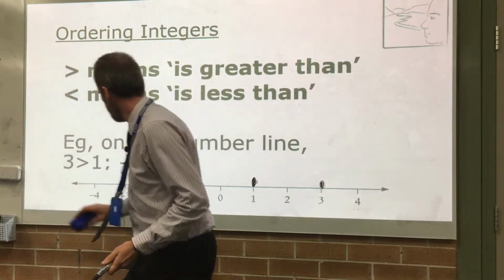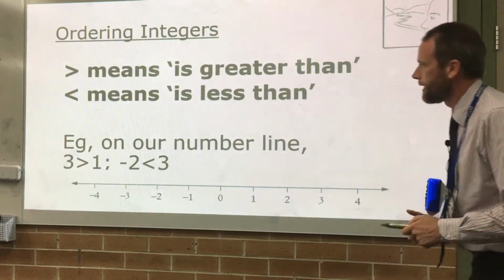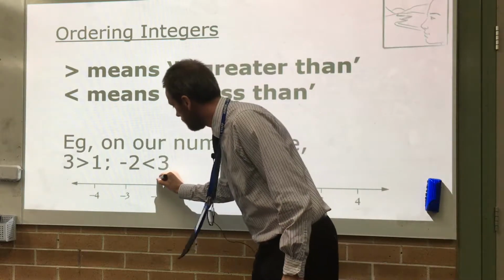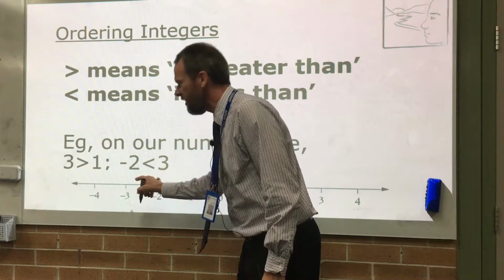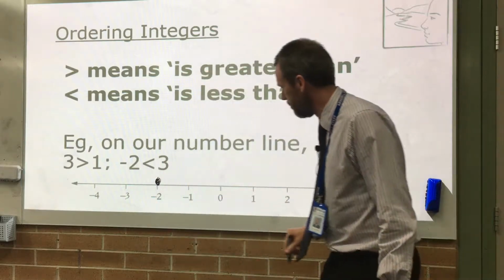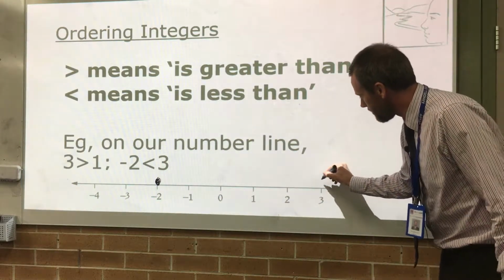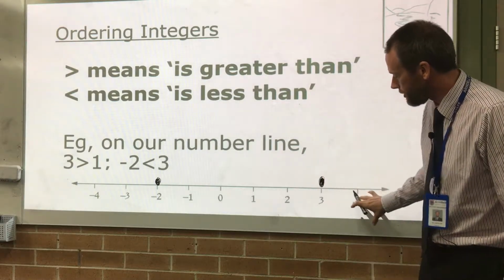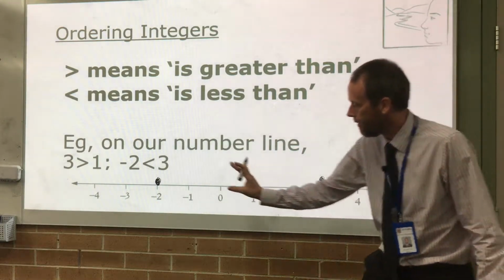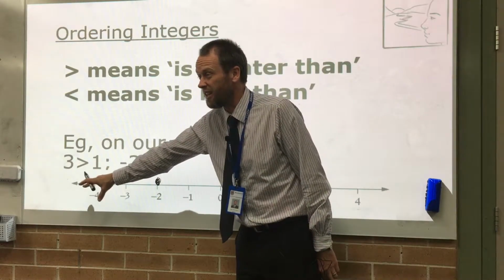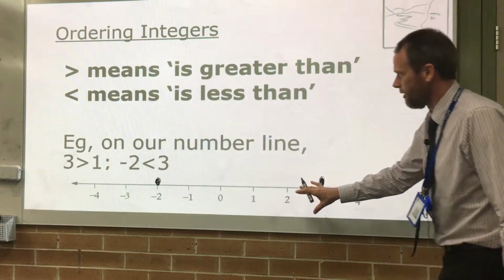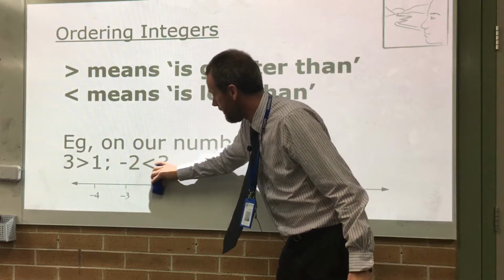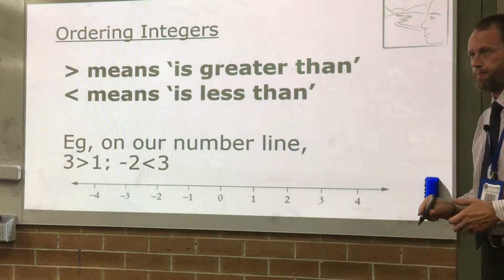What if I had minus 2 and it is less than 3? Well, minus 2 is down here. And even if it was minus 3 is less than 2, it still works. Minus 3 is less than 3. This number up here is bigger than that number down there, even though it's negative. So there you go. Greater than, less than. I hope that is pretty straightforward.